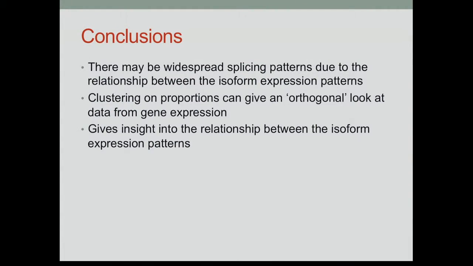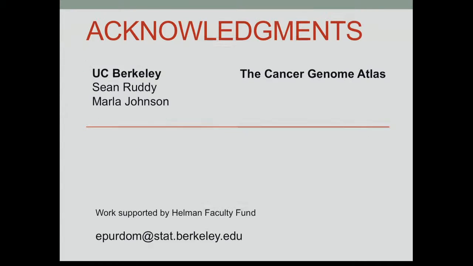And so, in general, it seems like there may be widespread splicing patterns. I wouldn't go so far as to say they are, but at least looking at isoforms and looking at the mutations, it does seem that there is some possible signal there in a more widespread nature. And we think that clustering on the isoforms as a group in a gene, for example, by taking their proportions or in other ways, can give an orthogonal look in terms of the priority you give in your clustering between the isoform and the expression patterns.